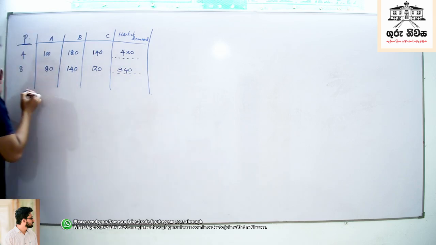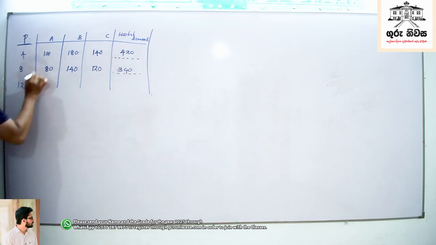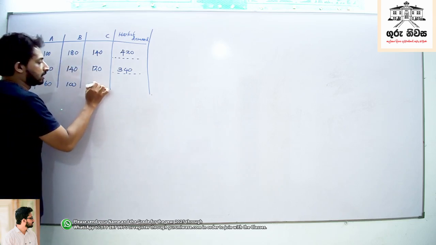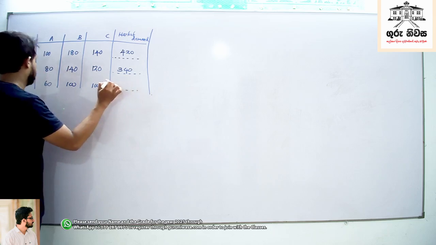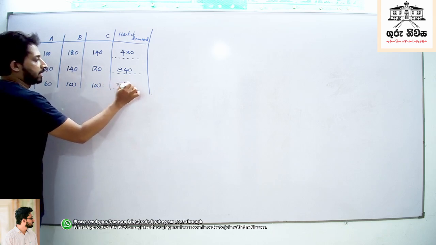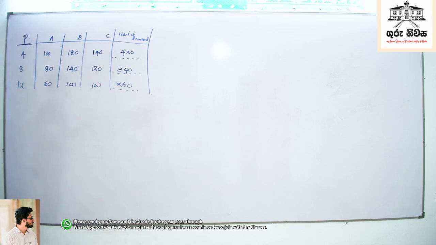Market demand. Right? Then at price 12, A is willing to buy 60 units, B is willing to buy 100 units, C is willing to buy 100 units. Then all together it should be 260 units. Okay, complete the table. It's a very simple one.